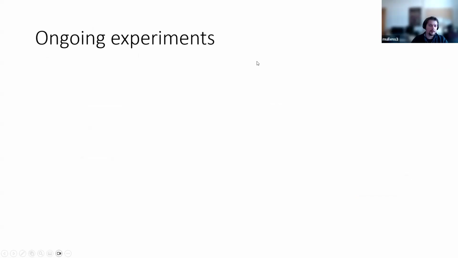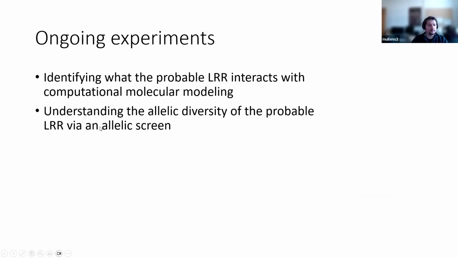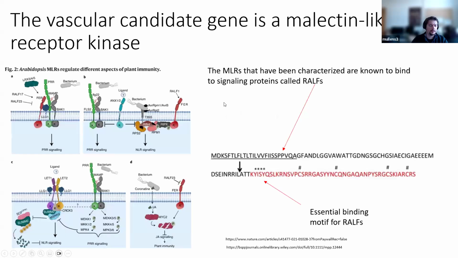So some ongoing projects relating to this whole project: we're trying to figure out what it might be interacting with using computational modeling with some collaborators. And then we're also interested in exploring the allelic diversity of this probable LRR using an allelic screen population. So as I mentioned, it's a lectin-like receptor kinase.